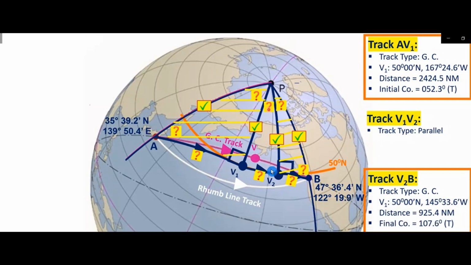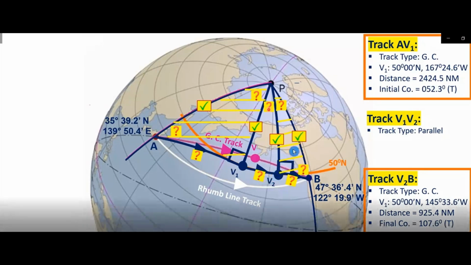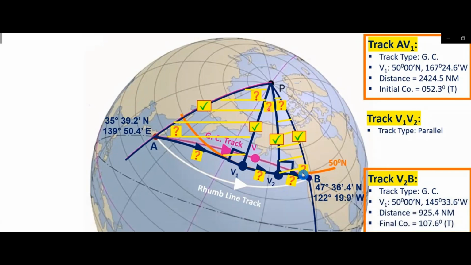Okay, so what we have done till now, beta, we have solved the second triangle also, Papa Bravo Victor 2, and we knew side PV2, we knew side Papa Bravo. With these two we have found out the remaining items. We found out what was BV2. So BV2 gives us the distance on our last leg. We find out what is angle B. Now angle B can be used to identify what is going to be our final course.